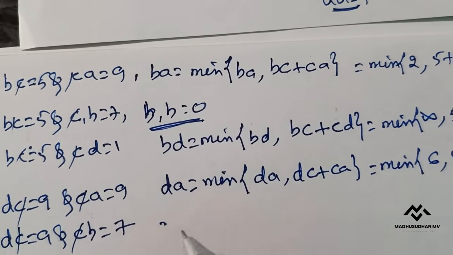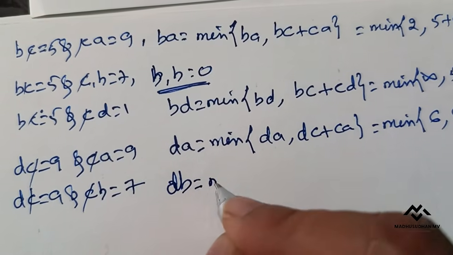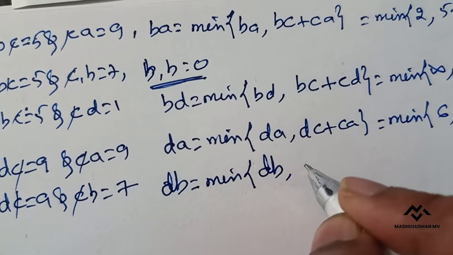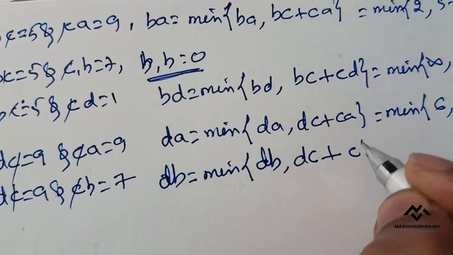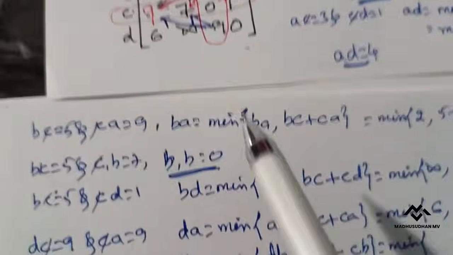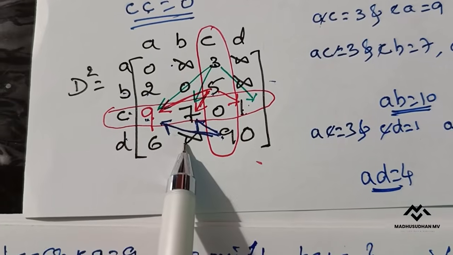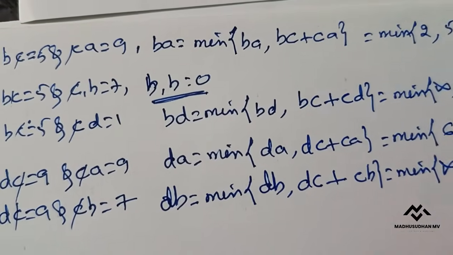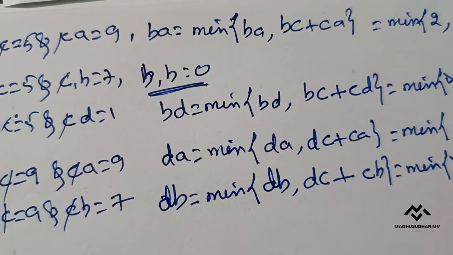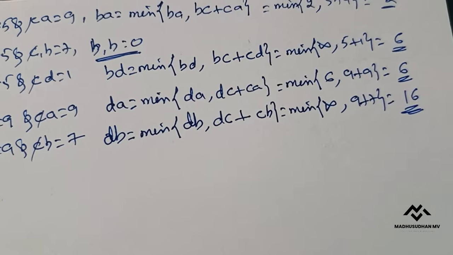So CC gets cancelled. So DB is equal to minimum of DB comma this path DC plus CB. So this is the minimum of D to B, which is infinity, comma 9 plus 7, 16. So the minimum is 16. Okay, the minimum is 16.